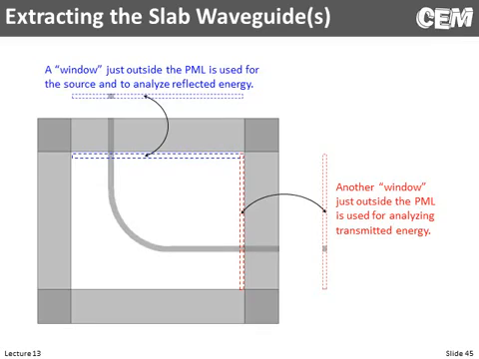So what we do is we will define some kind of window just outside the PML, like we did before, and another window just outside PML. So in a way, these are like our transmission reflection regions again. So we want to extract the materials here. We want to analyze these cross sections.